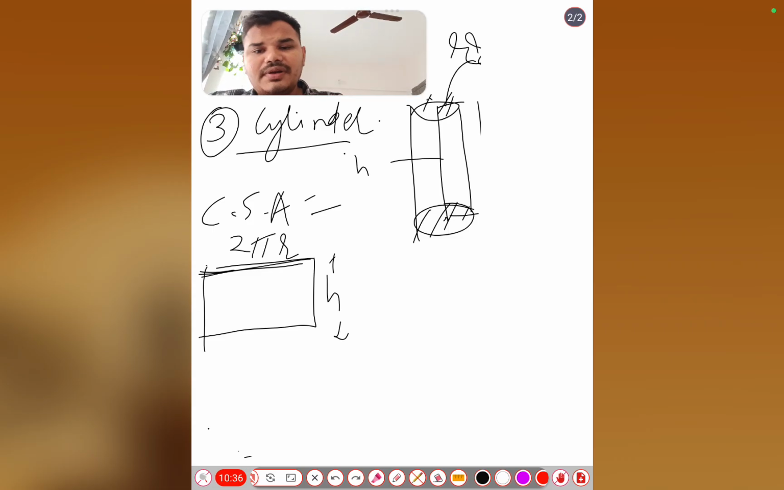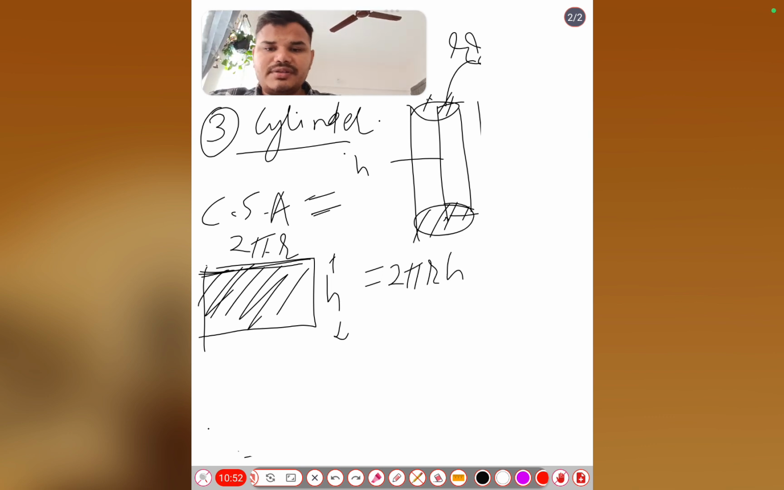Now if you want to find out the curved surface area, just consider it as a rectangle. Here 2 pi r is the length and h is the breadth, so that area is 2 pi r multiplied by h. So we will get the lateral surface area of the cylinder, right? And the unit again is square units, whatever is given.